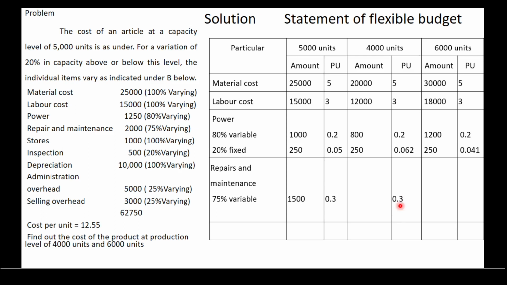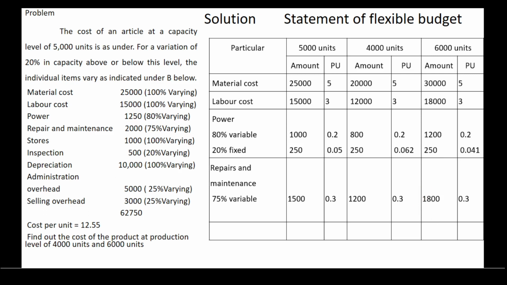So this 0.3 is multiplied with the 4000 units. So 0.3 into 4000, now that amount is rupees 1200. In the 6000 units, here also the cost per unit is the same, that is 0.3. So this 0.3 is multiplied with the 6000 units. So now that amount is rupees 1800.